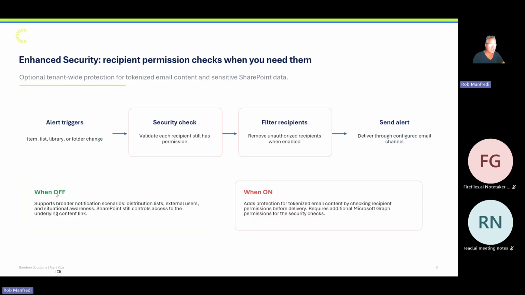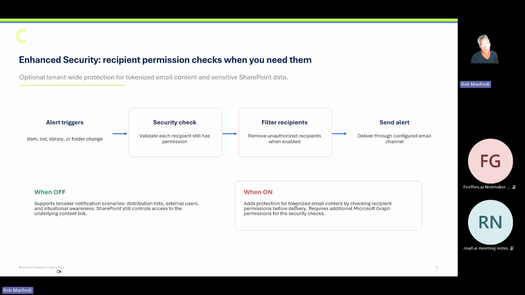When the security feature is off, we're supporting a broader notification scenario. So you can put in distribution lists, you can put in external users for situational awareness. SharePoint still controls access to the underlying content link. So if you've got a link back to a document or a link back to the list within the alert, and a user clicks on it and doesn't have permission, SharePoint takes care of that.